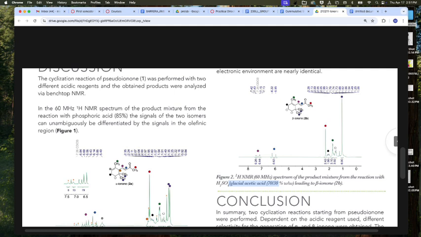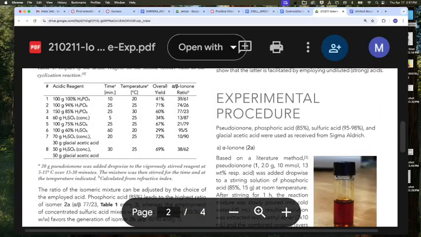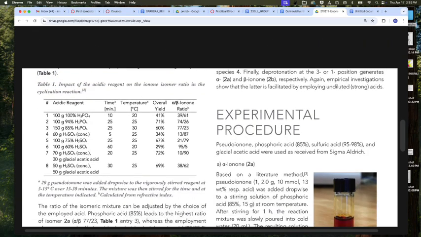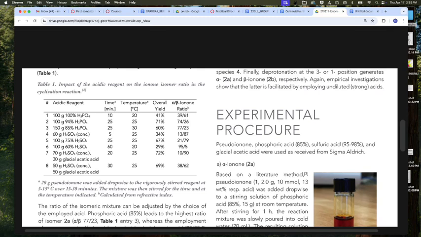Okay? Instead, I took it to be like, well, let's just do it all together. Let's take it as a learning lesson all the way through. And when we continue through this, you'll note that they get this fun little table, the impact of the reagent on what product you get. So if we look at phosphoric acid, 85% at room temperature, what was the ratio? We got 77% alpha ionone to 23% beta ionone. How can they figure out that ratio?